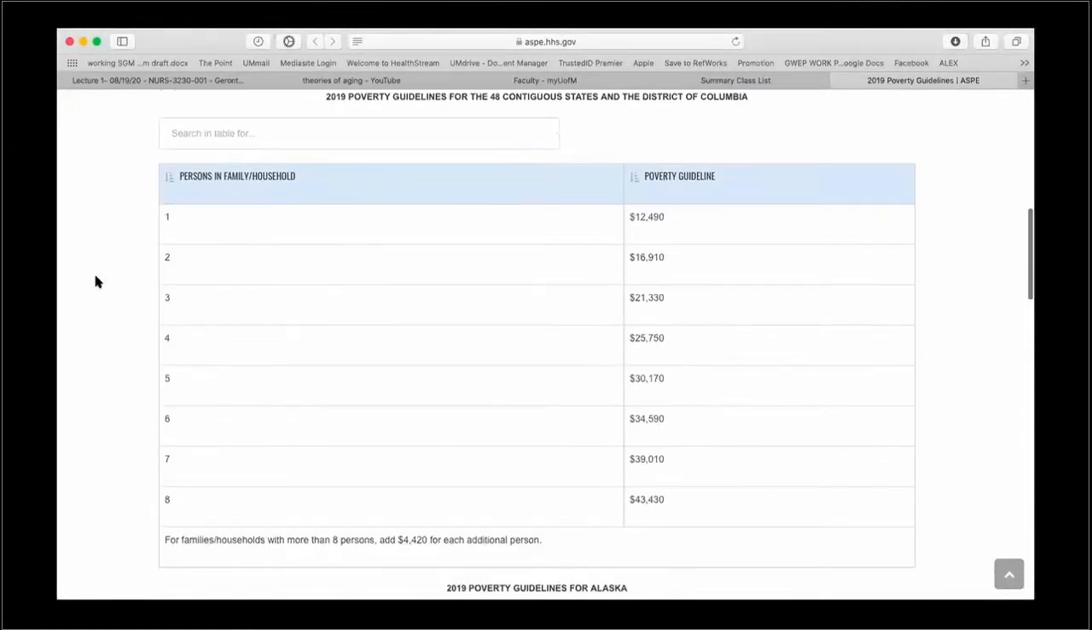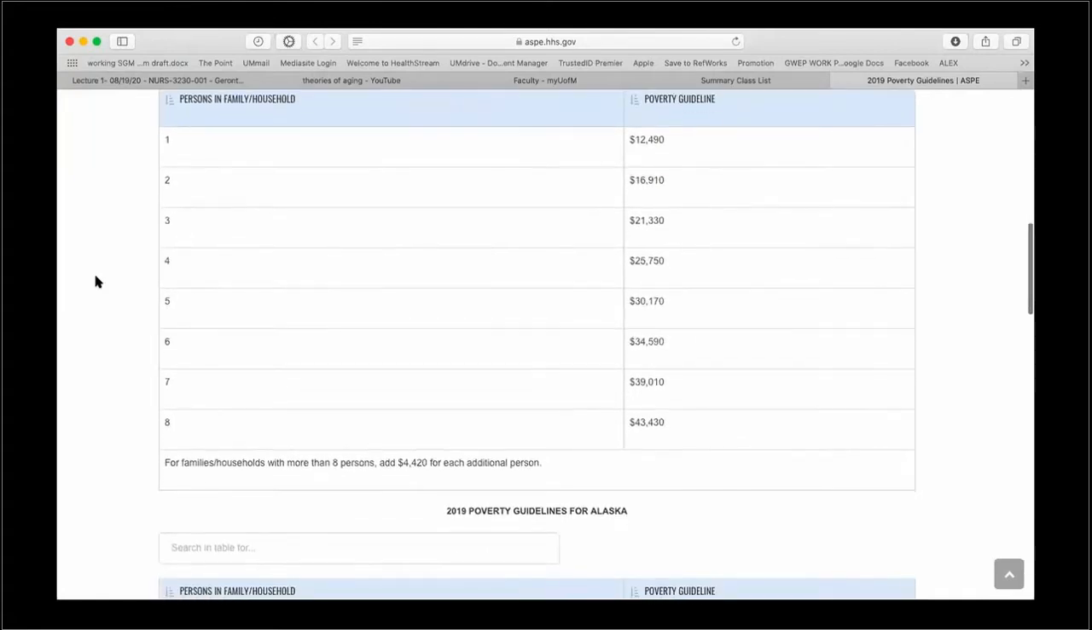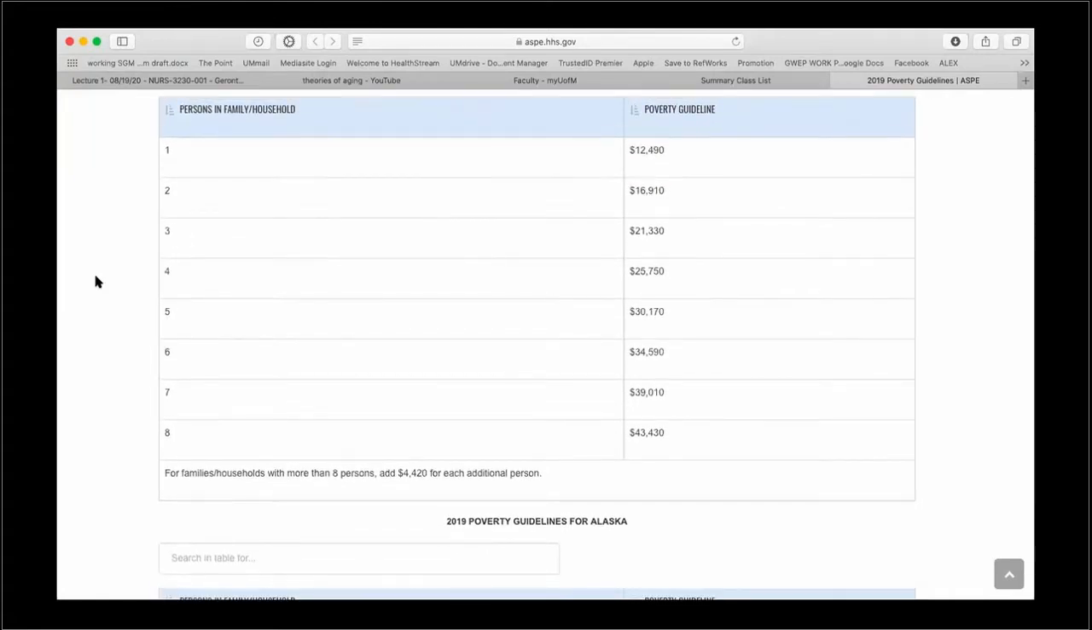What does it mean? How do you quantify poverty? It depends on how many people live in the house. So think about an older adult, maybe that older Latina woman. She lives alone, so one person in her household, and if she makes $12,490 or less, she's considered in poverty. That's not a lot of money. That's just about $1,000 a month.